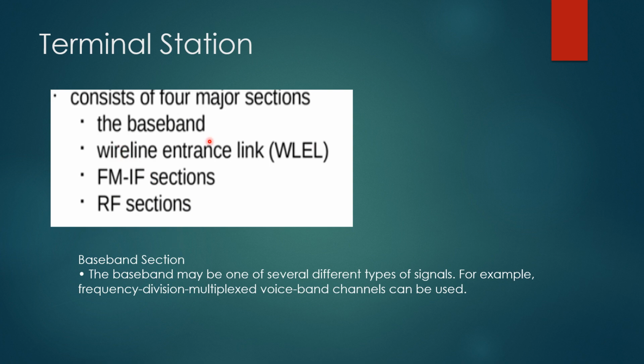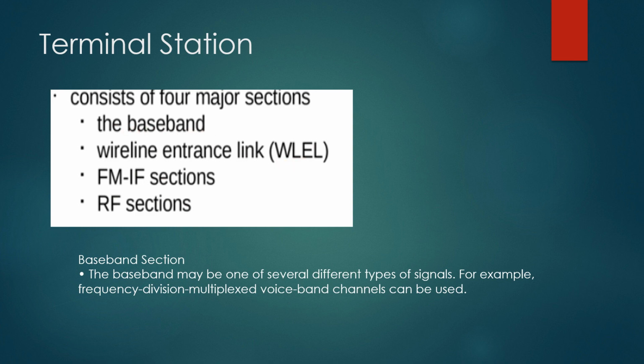Now the baseband can consist of several different types of signals. As I told you, when we learn the frequency modulation block diagram of the microwave transmitter, the baseband is not going to be a single signal. It will be a multiplexed signal, either frequency division or time division multiplexed, or it can be a composite video signal, etc. So that is our baseband section.